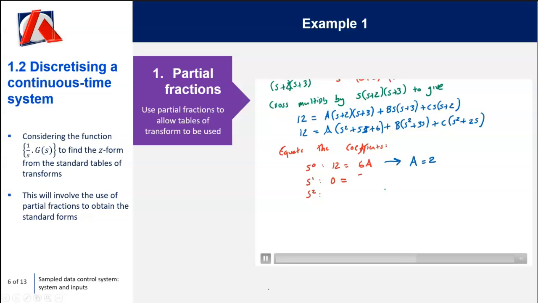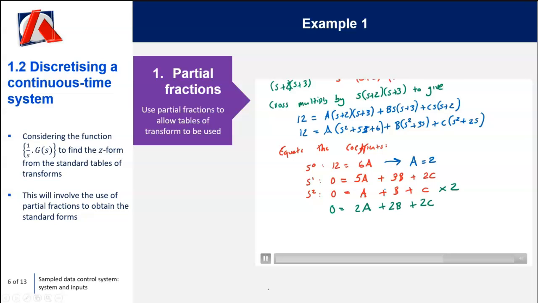So if we're looking here at the terms that correspond to just an s term, it's 5, 3, and 2. So 2A + 3B + 2C. We've got two unknowns still though. And then s squared there, there, and there. So A + B + C.